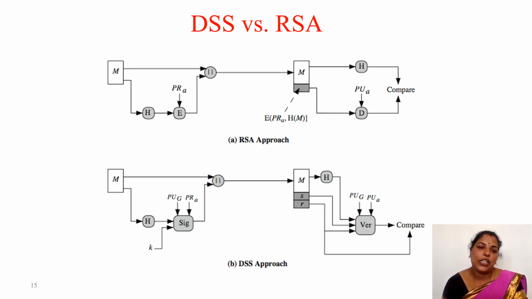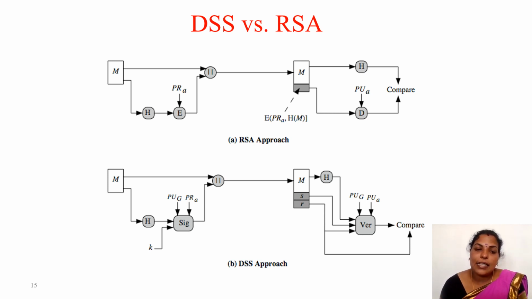So here is the pictorial representation of the RSA approach as well as the digital signature standard approach. In RSA, the message is passed to the hash function, and the hash of the message is generated and encrypted using the private key of A. Then the message and the encrypted hash value are concatenated and sent to the receiver. The receiver gets the message as well as the encryption, with the private key of A, of the hash of the message M. The receiver generates the hash value from the message and compares it with the received hash value, which is decrypted using the public key of A. If both are the same, it is correct; otherwise it is not valid.